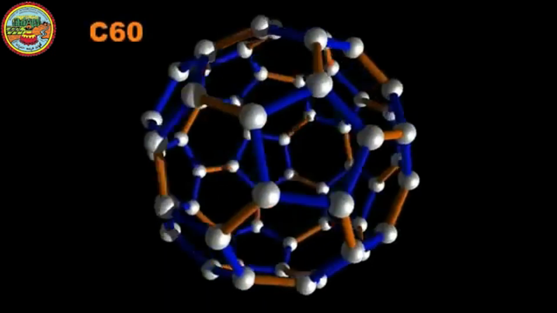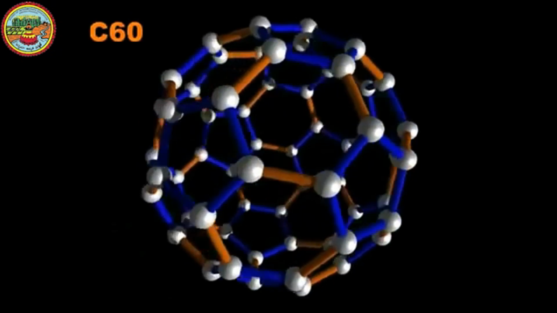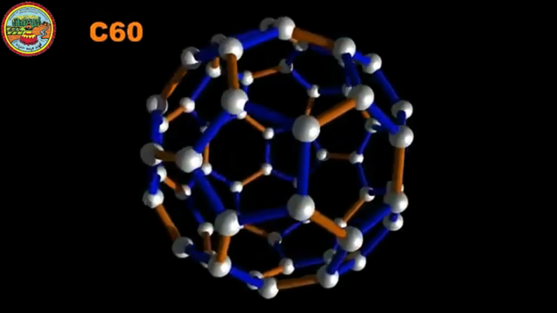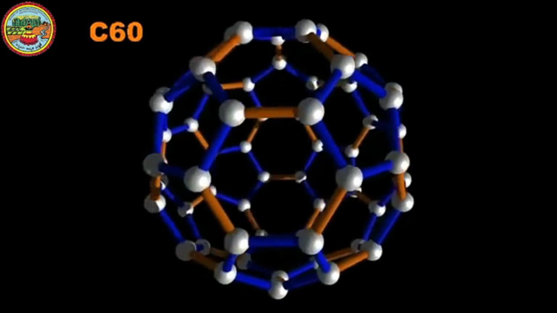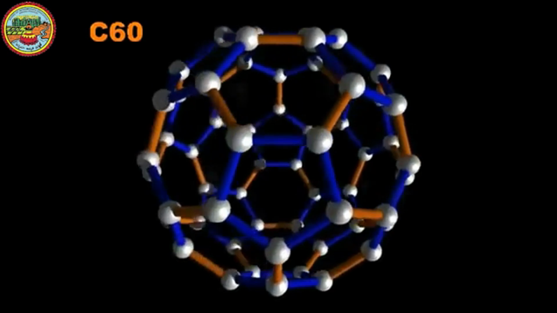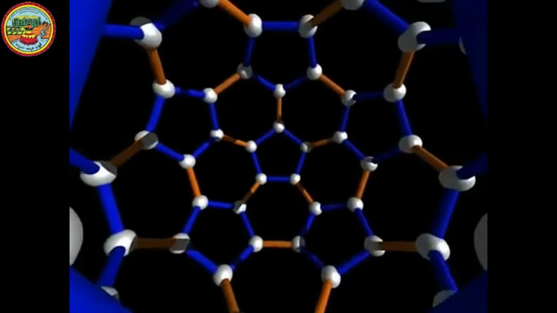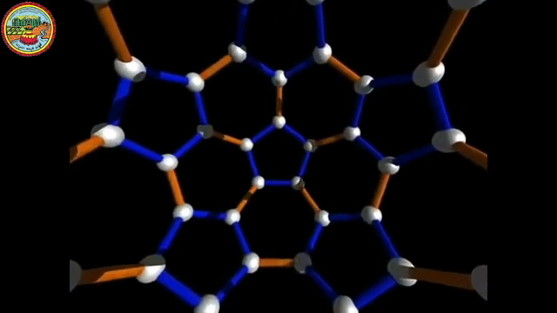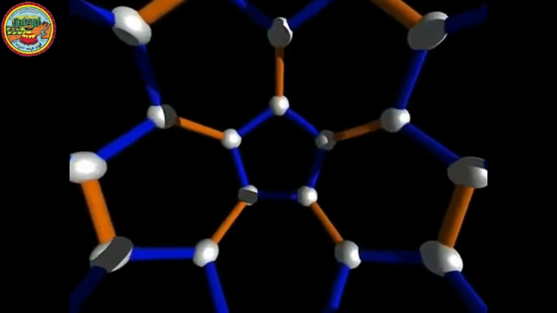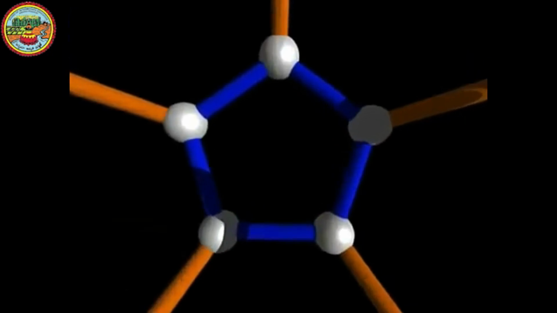Fullerenes. These are allotropes of carbon in which carbon atoms are in a spherical shape. In the C60 fullerene, we have 6-membered and 5-membered carbon rings. Particularly in the C60 molecule, we have 12 5-membered rings and 20 6-membered carbon rings arranged in a spherical shape.